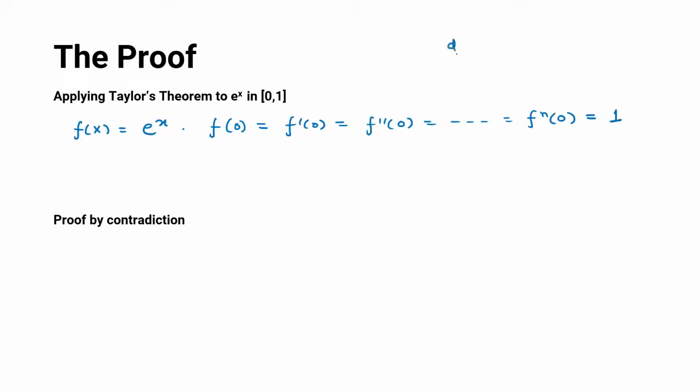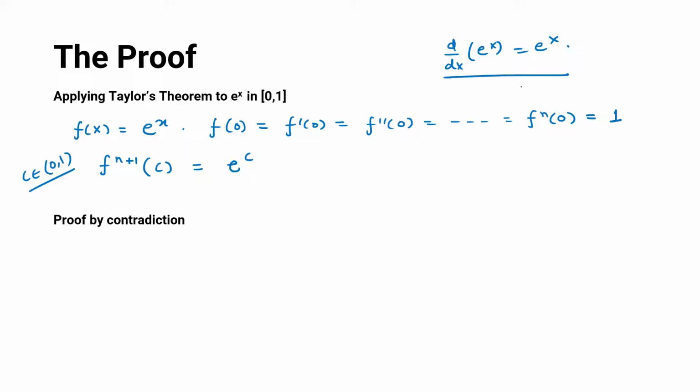This is because d by dx of e to the power of x is simply e to the power of x, right? Using this, we get that all of the derivatives are equal to 1, except for the n plus 1th derivative, which we are finding at some arbitrary point ξ or c, where c belongs to 0, 1, right? So f^(n+1)(c) is not going to be equal to 1. It's going to be something arbitrary, which is e to the power of c. We'll just put x equal to c here, and we'll get e to the power of c.